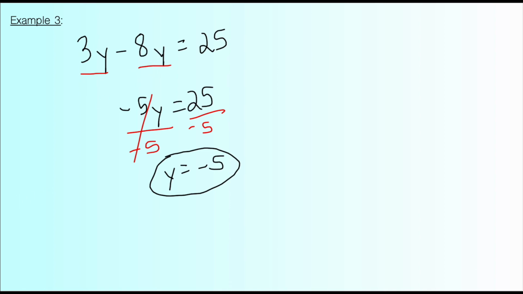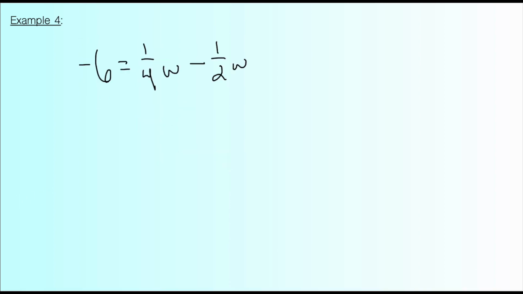Let's look at one more example, and it's going to be similar to this one. I've got negative 6 is equal to 1/4 w minus 1/2 w. Ooh, I've got 2 terms that are both on the same side of the expression. They're both on the right side, and they both have the same last name, so to speak. They're like terms. So that means I can combine 1/4 minus 1/2.